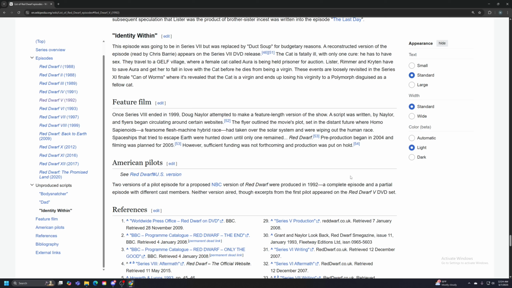They travel to Delph Village, where a female cat called Aura is being held prisoner for auction. Lister, Rimmer, and Crichton have to save Aura and get her to fall in love with Cat before he dies from being a virgin. These events are loosely revisited in the Series 9 finale Can of Worms, where it's revealed that the Cat is a virgin and ends up losing his virginity to a polymorph disguised as a fellow cat.